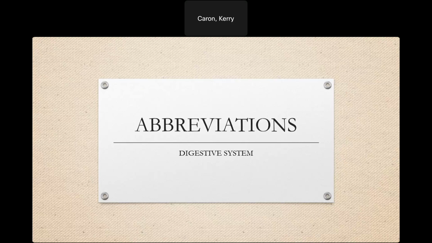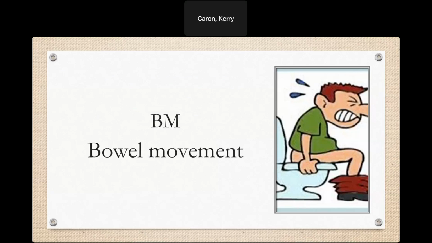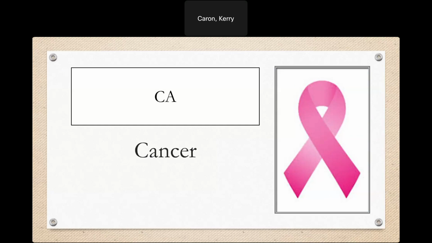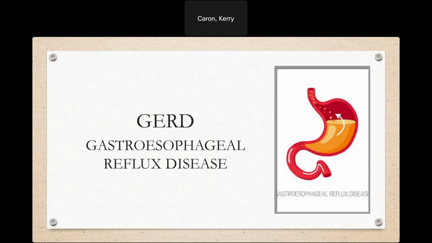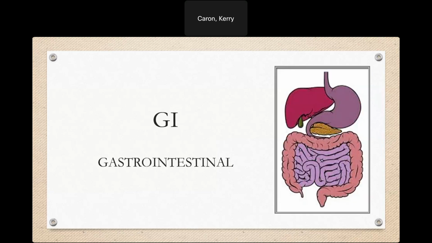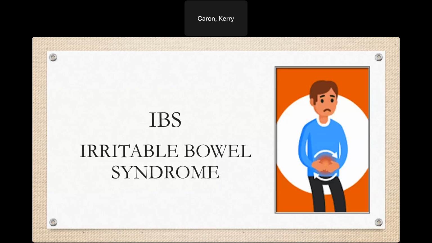Okay, so abbreviations. We've got bowel movement. BM is bowel movement. That one's pretty self-explanatory. CA is cancer. GERD is another way of saying reflux, and it stands for gastroesophageal reflux disease. GI is gastrointestinal. IBS is irritable bowel syndrome.